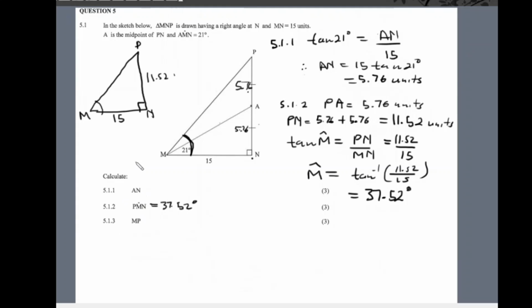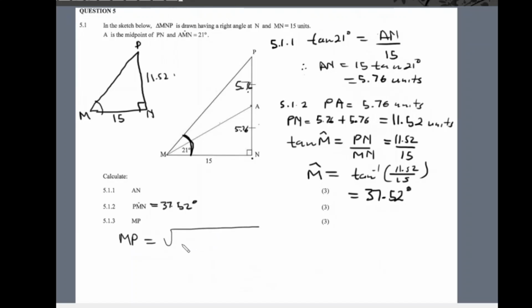And now going to question 5.1.3, sorry, they want us to calculate the side MP. So this is the side MP, right? Notice the side MP is opposite that right angle. It's opposite to this 90 degrees. Therefore MP is the hypotenuse of the bigger triangle.